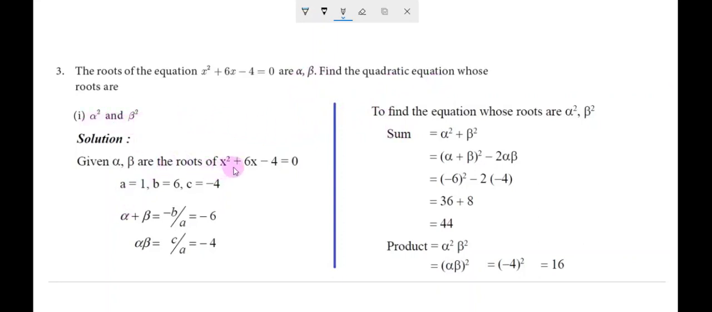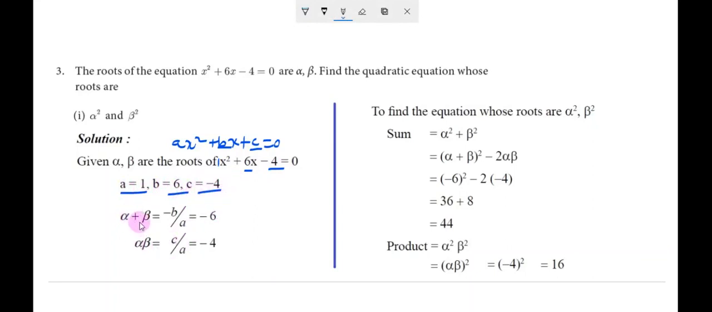Okay, so x square plus 6x minus 4 equal to 0. Just compare with the general form, ax square plus bx plus c equal to 0. So x square coefficient here nothing, so let us take 1. So a equal to 1 and b equal to 6 and c equal to minus 4. Okay, so a equal to 1, b equal to 6, c equal to minus 4.